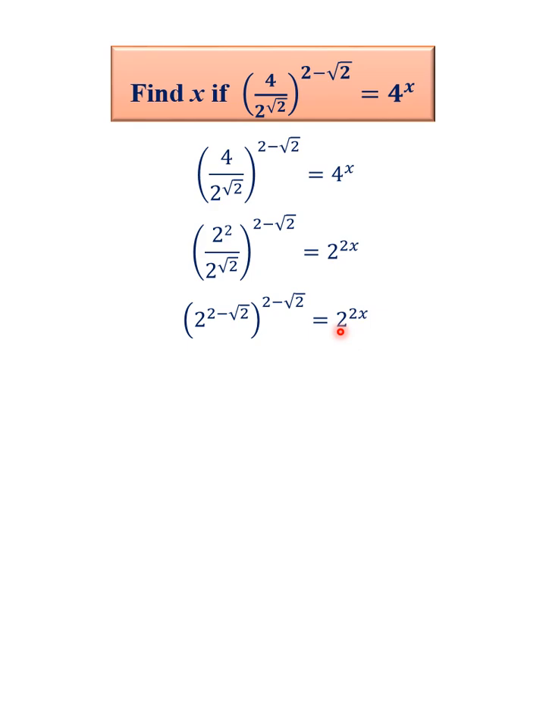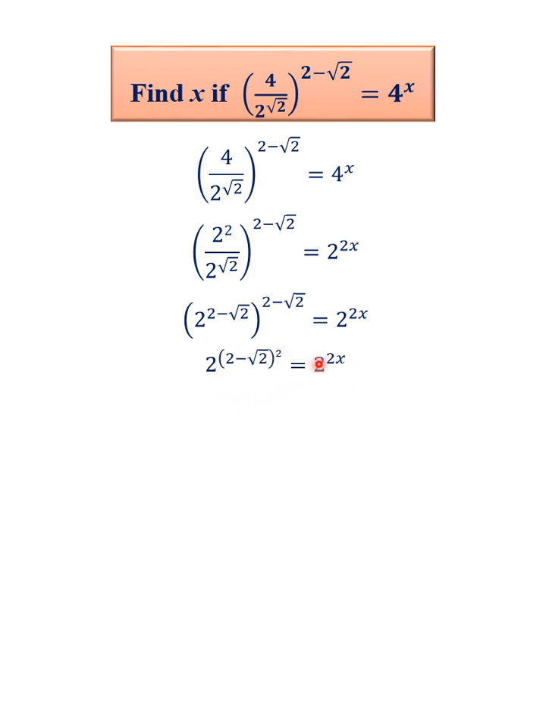And everything is equal to 2 raised to the power 2x. Now, according to the power law of indices, if this is the power of 2 and everything is further raised to another power, we can multiply the powers. That means 2 minus root 2 can multiply 2 minus root 2 as the new power of 2. This and this are the same, so I could simply write them as 2 minus root 2 squared. So here we have 2 to the power of 2 minus root 2 squared, this multiplying this to give us this squared, equals 2 raised to the power 2x.